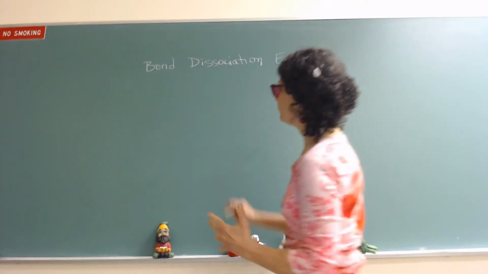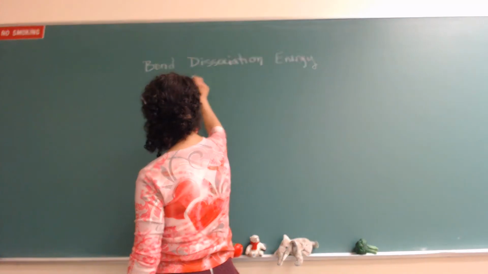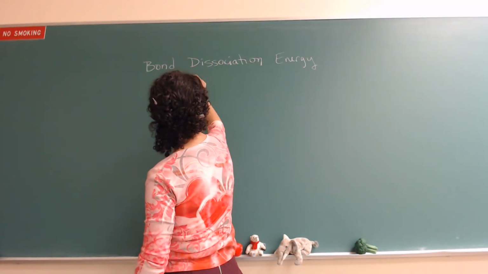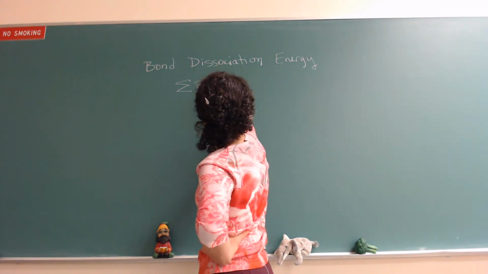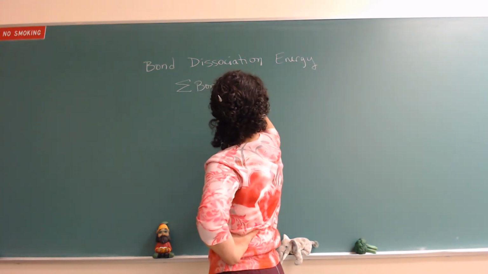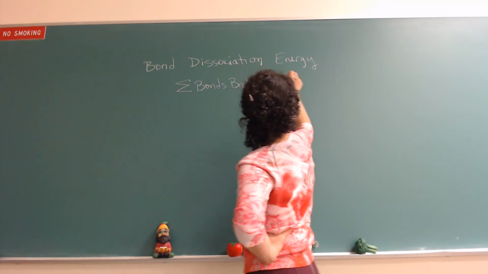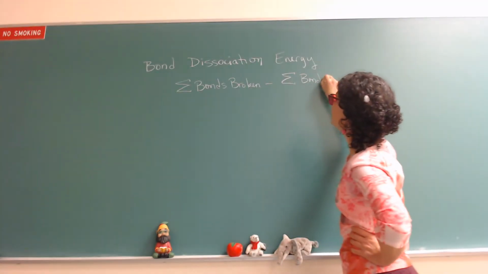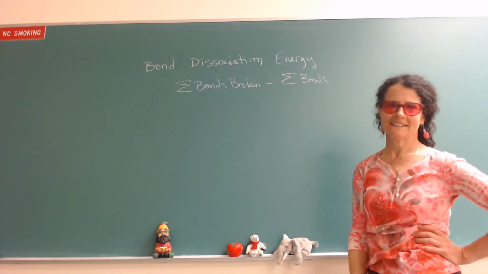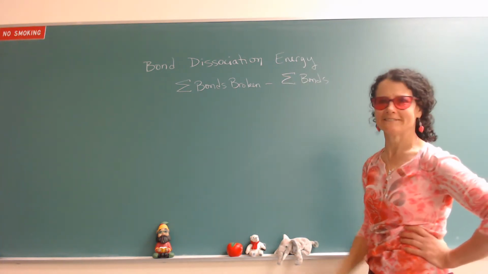So the rule here is we're going to do a little formula. So remember that, the sum of the bonds broken minus the sum of the bonds formed. You don't have to ever show that little sigma sign. I just like writing it. It's really fun to write.